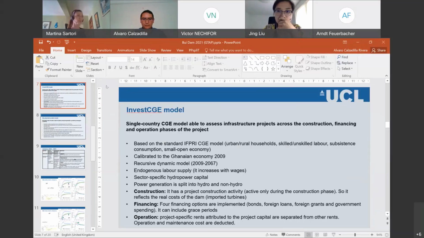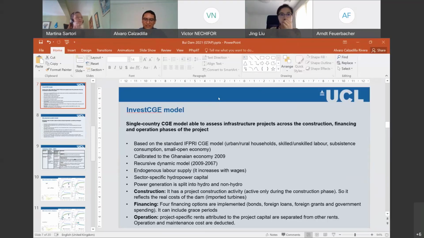Okay, quick question for you, Alvaro. How did you treat in the model the foreign trade closure? So the rest of the world closure, because if you have foreign loans, I saw the exchange rate varies. So how did you treat it? I am just curious.